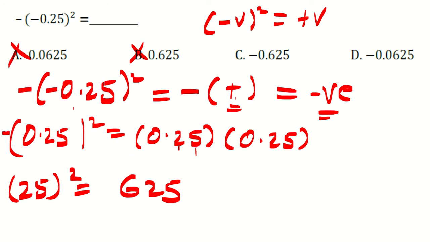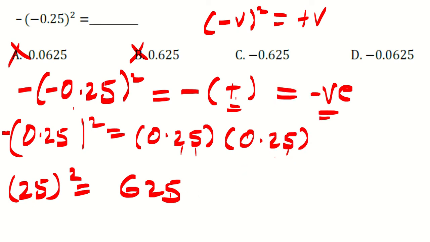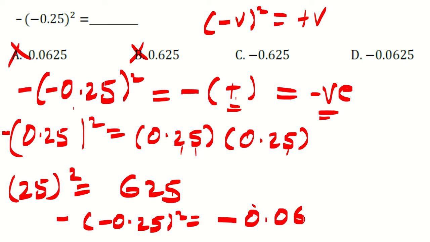Therefore, when you count the decimals, 1, 2, 3, 4, we need 4 digits after the point. So already we have 1, 2, 3, so we need to add one number here before. We need 4 digits after the point. Therefore, negative of negative 0.25 the whole square is equal to negative 0.0625. Just after the point, how many digits do we need? 4 digits, because we counted already: 1, 2 here and 1, 2 here. When you multiply, 4 digits, so the answer is going to be D.